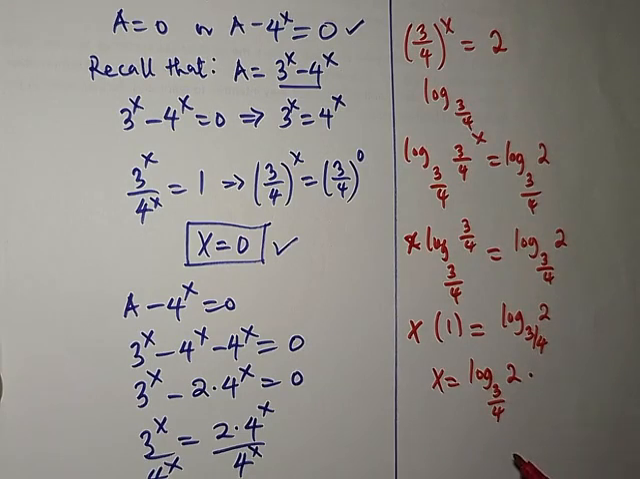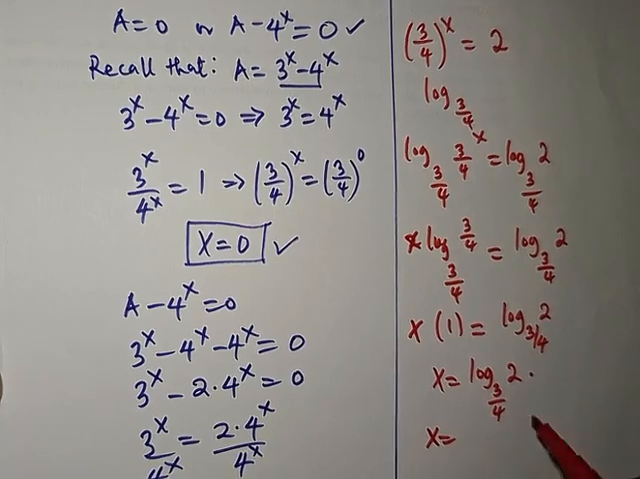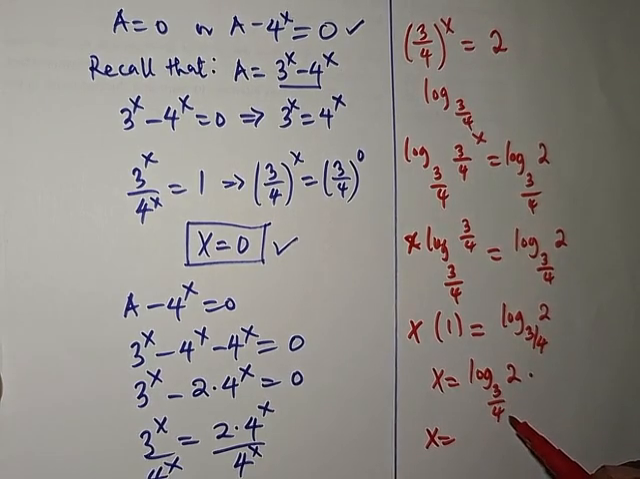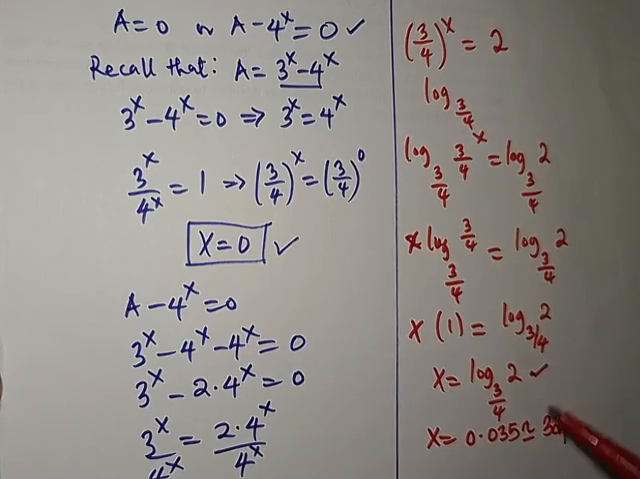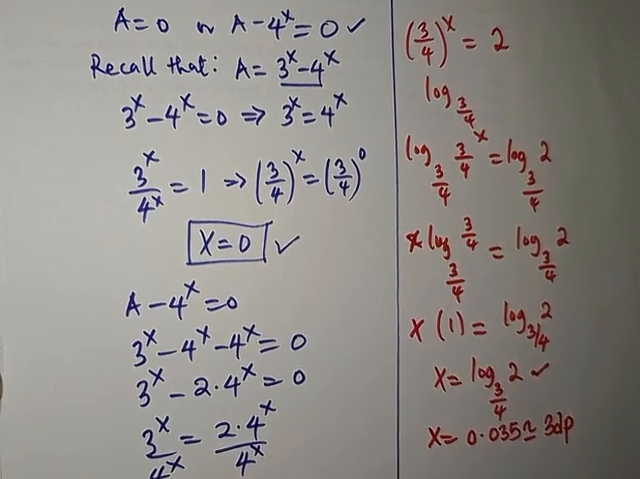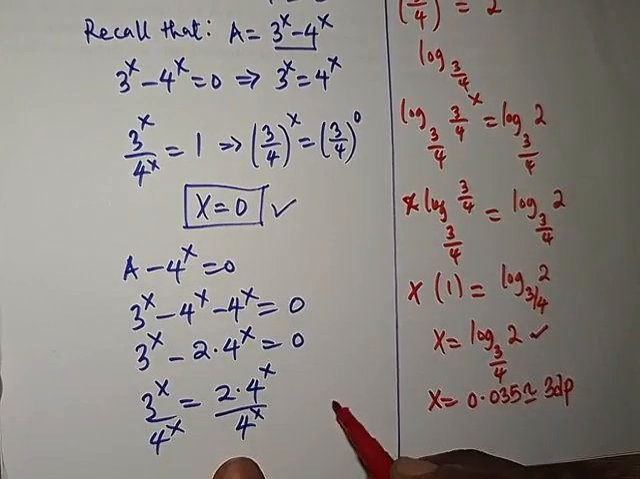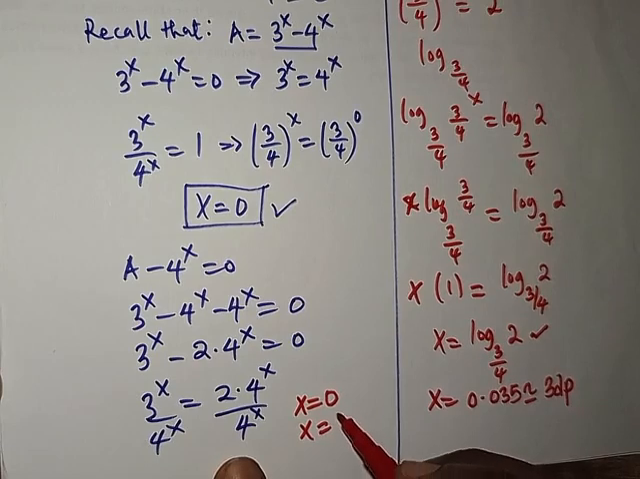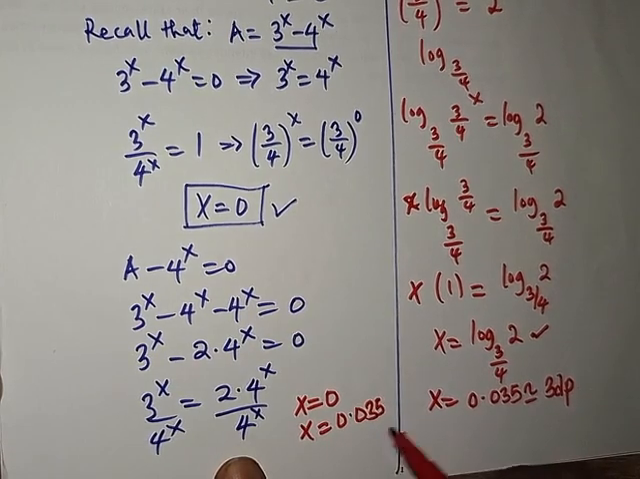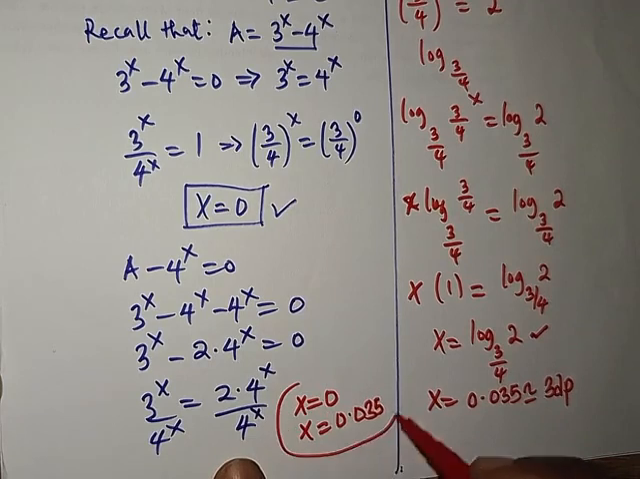But if you want to write it in decimal form, by putting this into your calculator, x will be approximately 0.035 to 3 decimal places. But it is advisable that you leave your answer in the exact form. So lastly, we have the two solutions: x equals 0 and x equals 0.035, approximately to 3 decimal places.